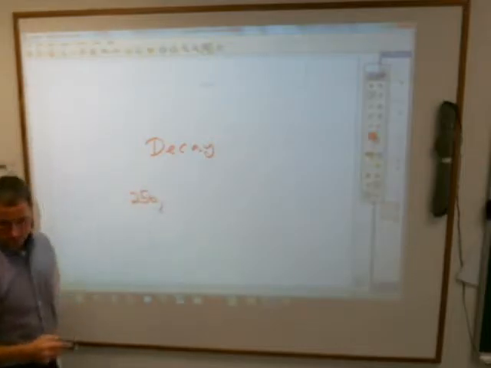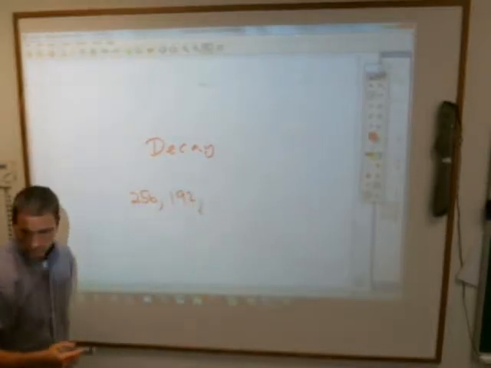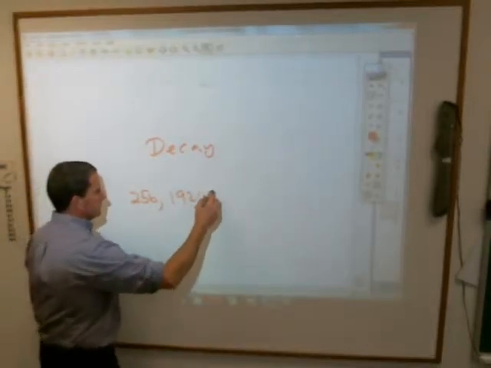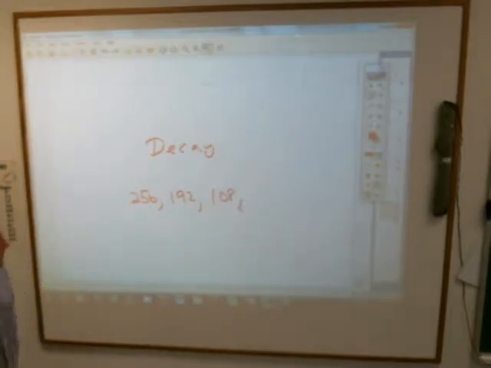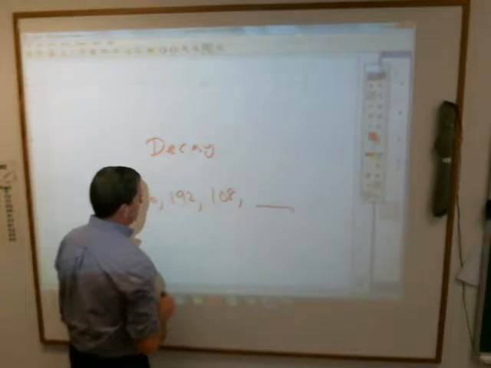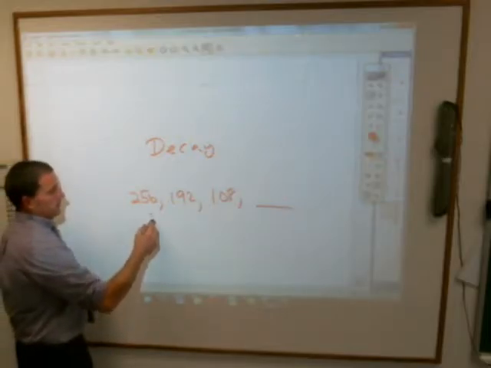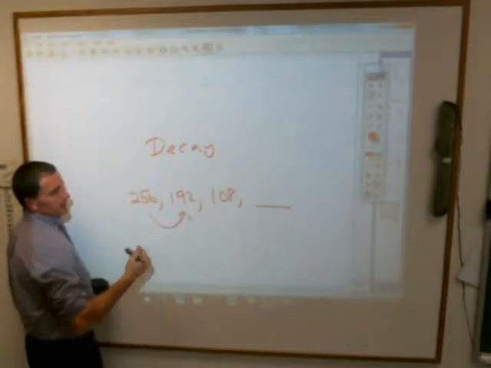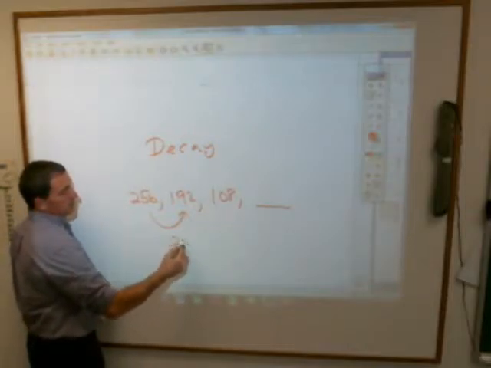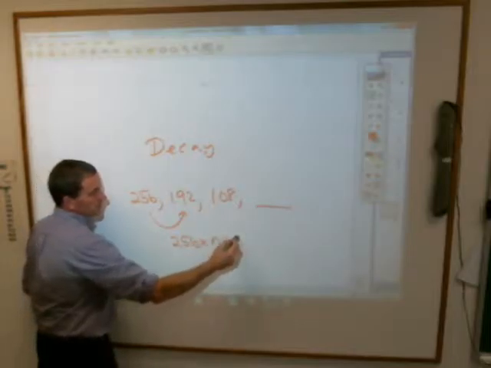256, 192, 108. What would be the next number here? How would I figure it out? Well, you need to find out what this constant proportion slash constant is. You do it the same way. You have to ask yourself 256 times what number will give you 192.